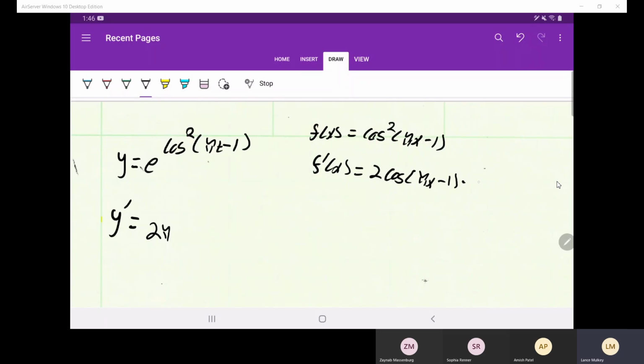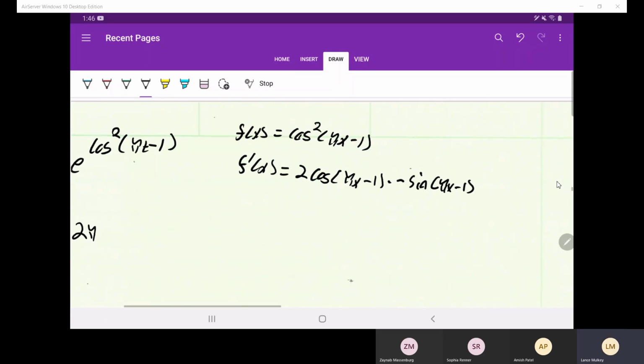Derivative of cosine is negative sine. I did this right yesterday. I hate getting up early. Times negative sine, because that's the derivative of cosine, times the inside of sine, which is pi. See, they even get me. So negative 2 pi. So that's the derivative of that.